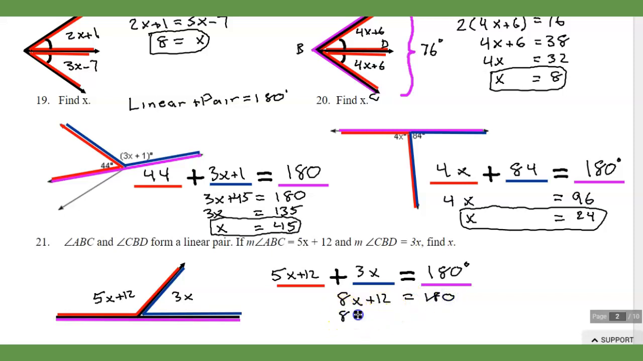Subtract 12 on both sides. We'll have 168. And divide both sides by 8, and we'll have, let's see here, 8 goes into 16 2 times, 8 goes into 8 1 time, x equals 21. And that was our directions to find x, so we are finished.